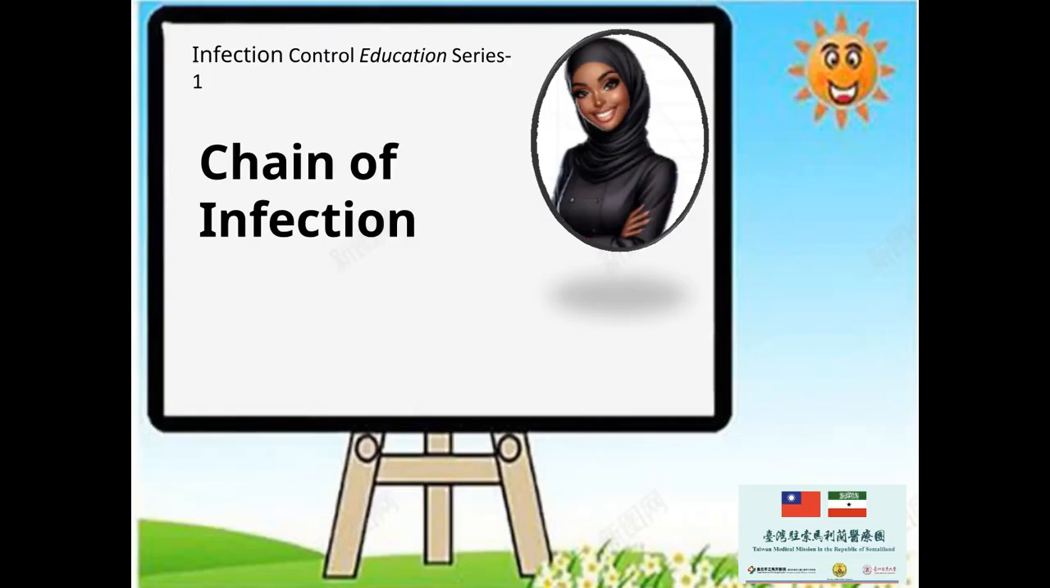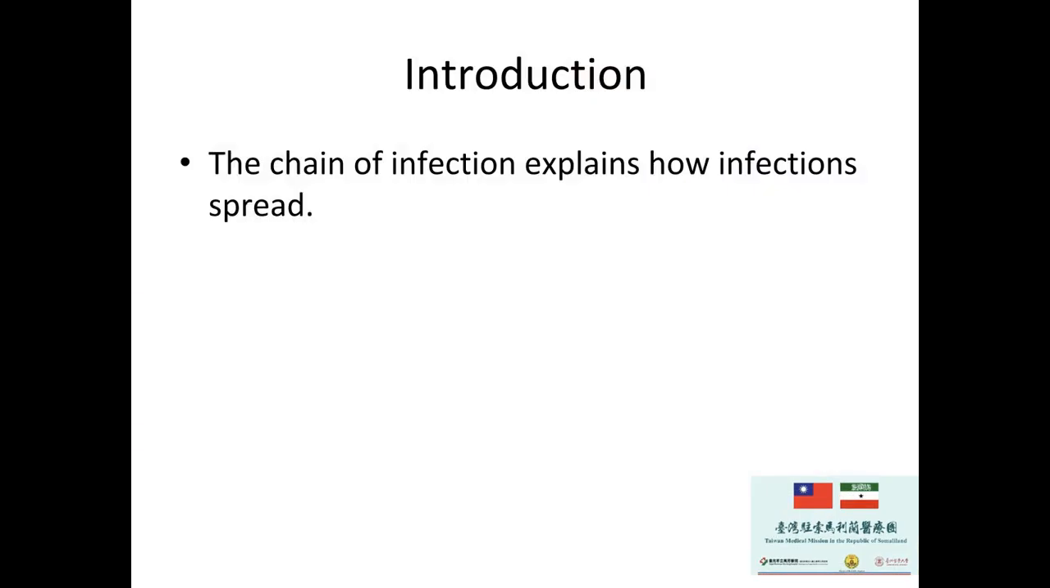Today's topic is the chain of infection, understanding how infections spread and how we can stop them. Let's get started. Infection occurs only when every link in the chain is intact: infectious agent, reservoir, portal of exit, mode of transmission, portal of entry, and susceptible host. Break just one link, and transmission is stopped.